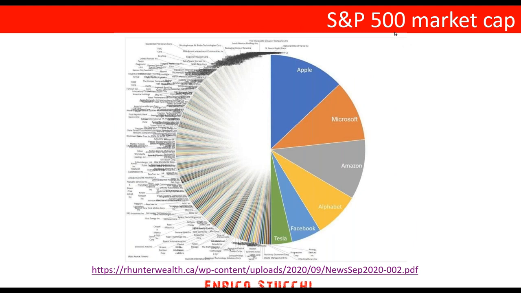This is, for instance, the S&P 500 market cap. You can see that the main six shares account for about 50% of the market cap of the S&P 500. Okay, Tesla is not in the S&P now. It starts to be in the S&P next Friday. Next Friday will be a very volatile day because we have four witches, and Tesla is coming into the S&P 500.